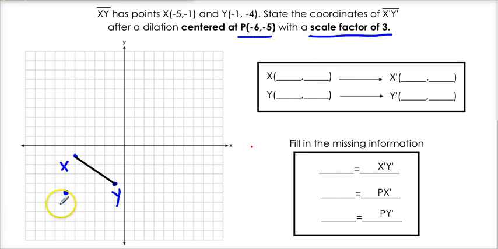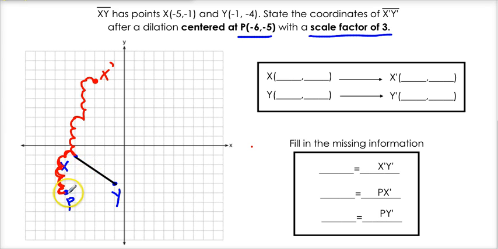So to get to x, so if P is right here, alright, let's count the distance. So from P to x, it's 1, 2, 3, 4, up 4 over 1. We just got to do that 3 times now. So 1, 2, 3, 4 over 1, again 4 over 1, and again 4 over 1. And that is where our x prime is going to be.